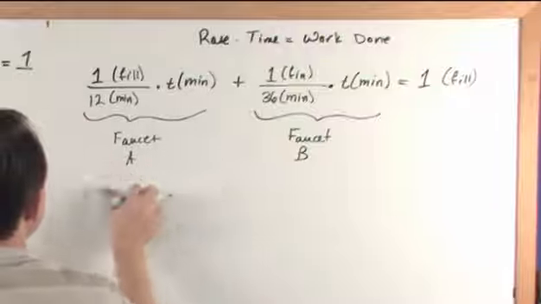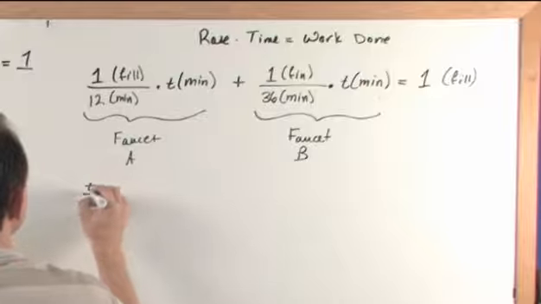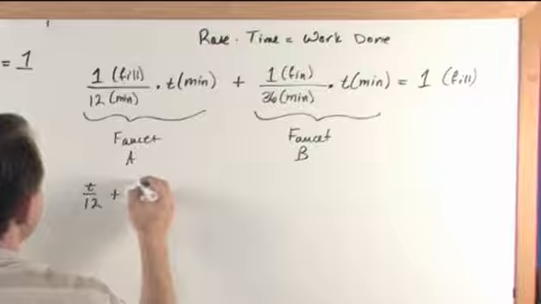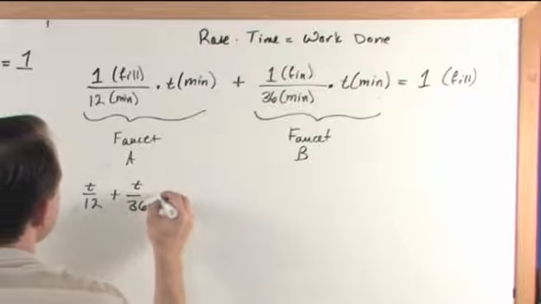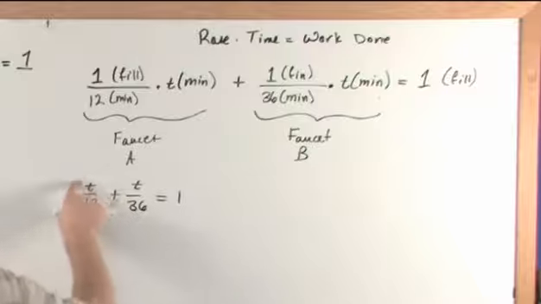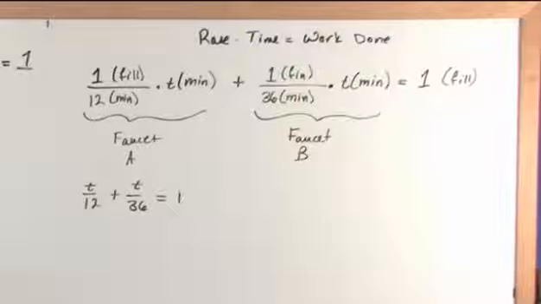1/12 times T is T over 12, plus 1/36 times T is T over 36, is equal to 1. And we need to solve this for T, and we have the same problem. We need to get this fraction set up. But let me ask you this. What can we do to this fraction right here to make a 36 appear in the bottom so that I can add those two fractions together?